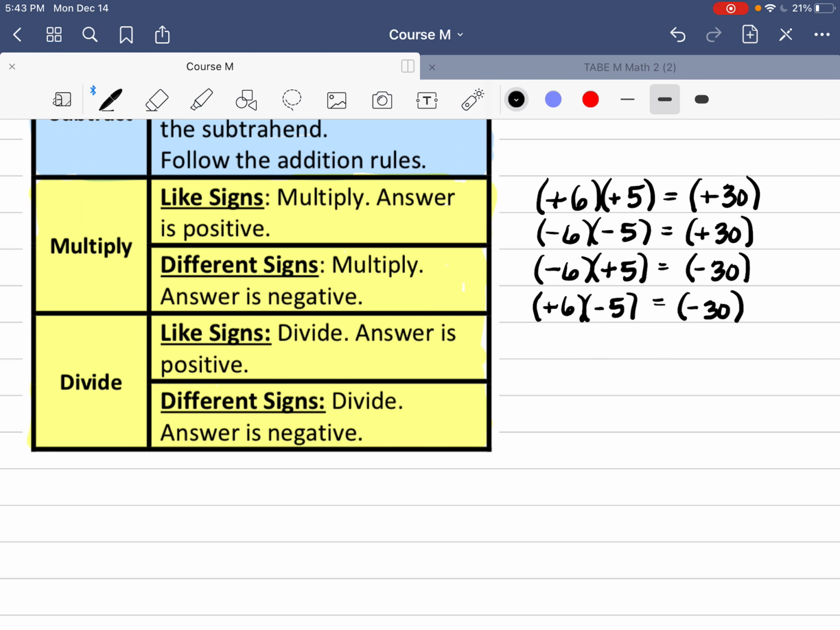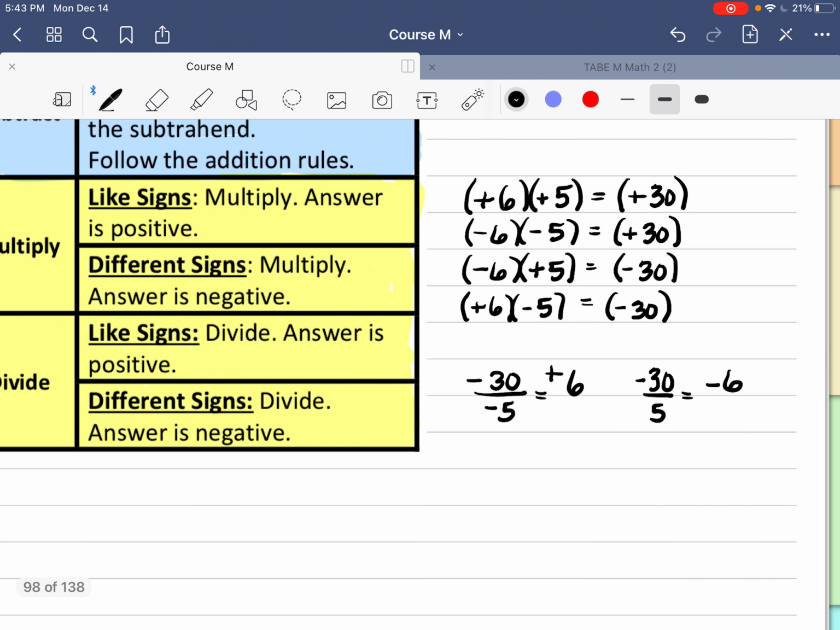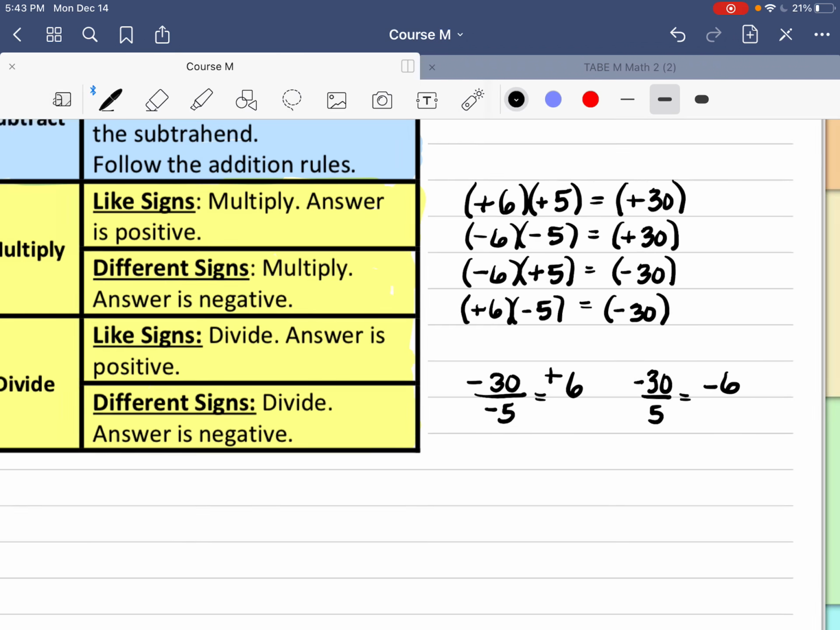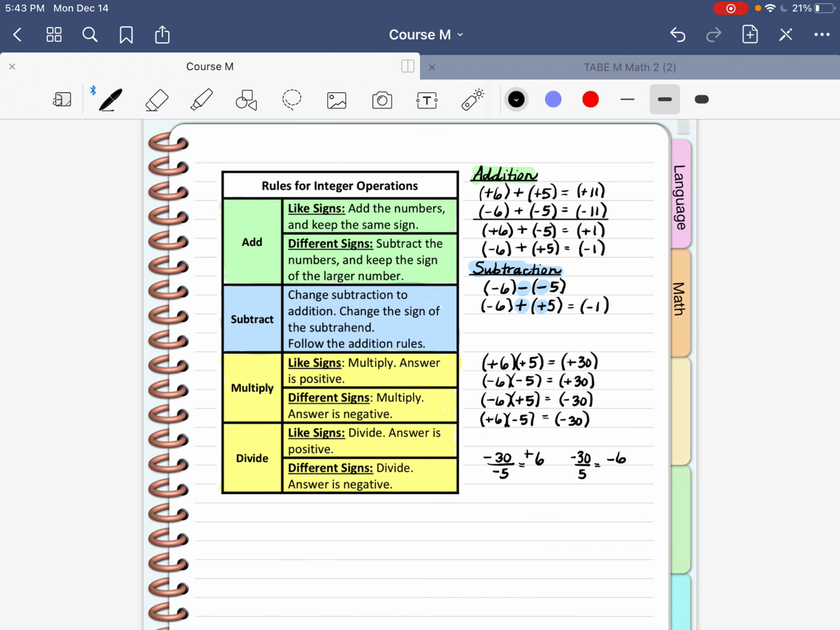Same is going to be true with division. If you have the same sign, the answer is positive. If you have different signs, the answer will be negative. And with multiplying and dividing, those are the rules that you have to remember. They're the same regardless of multiplying or dividing. Okay, just in case you should ever need to know that, those are the rules for integer operations.